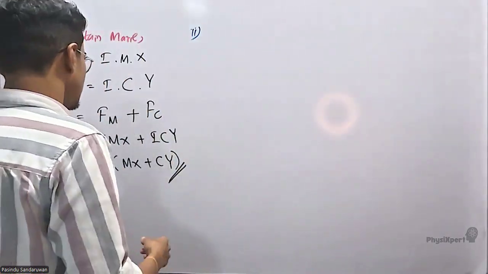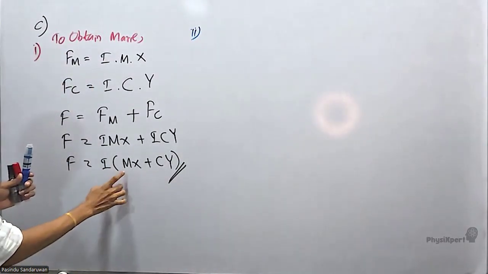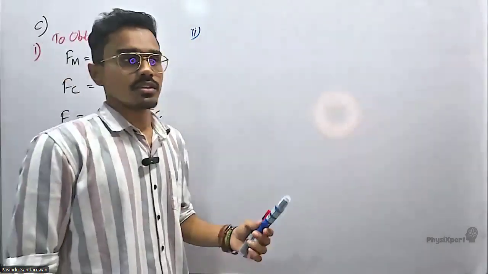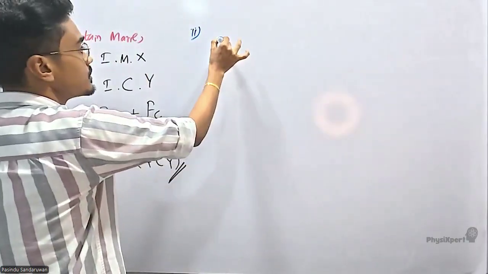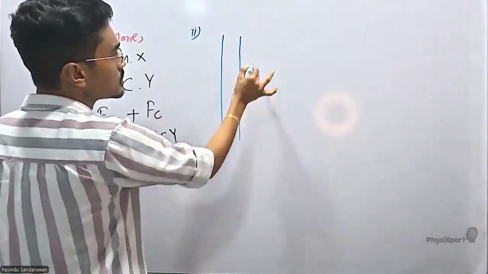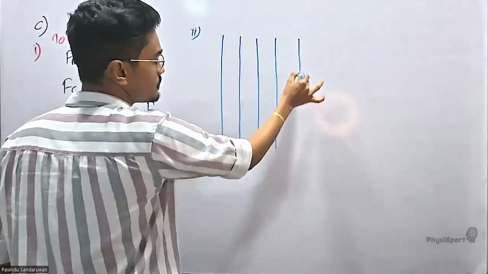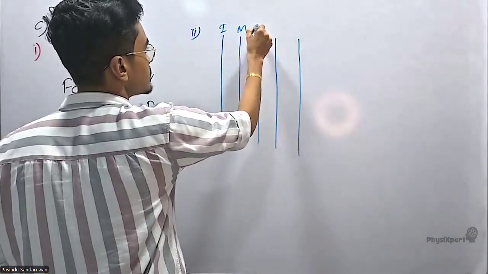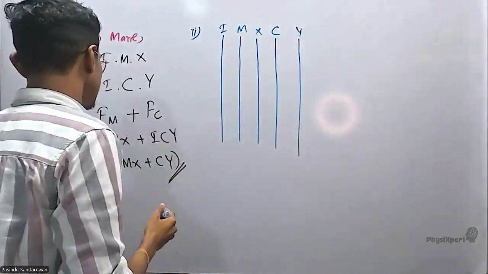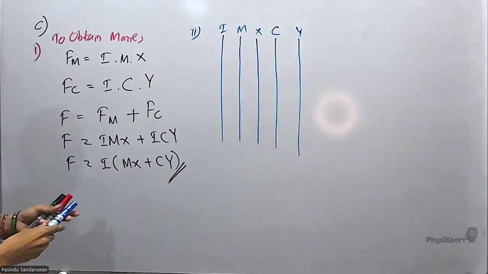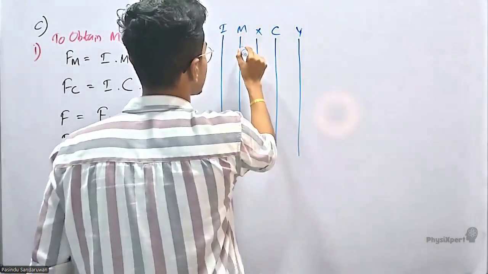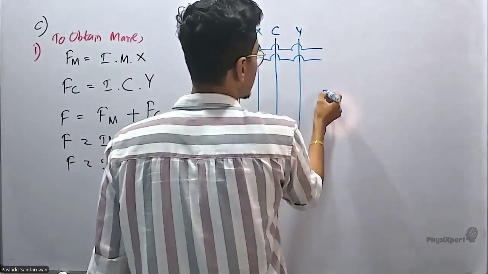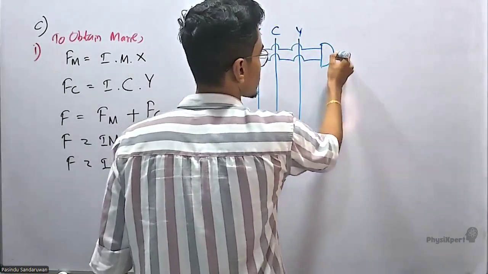Very easy. We have how many inputs? 1, 2, 3, 4, 5. So we have 5 inputs. What are the inputs? I, M, X, C, Y. First we need MX and CY. Take M from here, and X from here. Connect an AND gate.